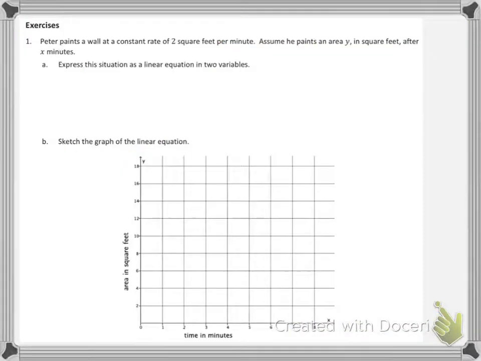Let's get started. Peter paints a wall at a constant rate of 2 square feet per minute. Assume he paints an area y in square feet after x minutes. Express this situation as a linear equation in 2 variables.